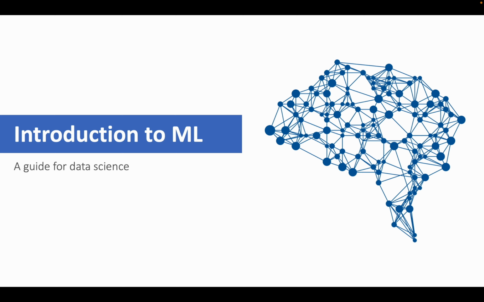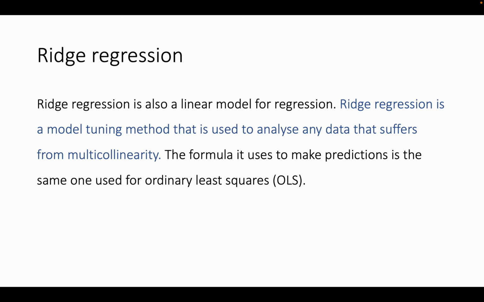So in this video we are going to be discussing ridge regression, which is another type of linear model. Ridge regression is also a linear model for regression. Ridge regression is a model tuning method that is used to analyze any data that suffers from multicollinearity. Multicollinearity we have discussed in the previous video.